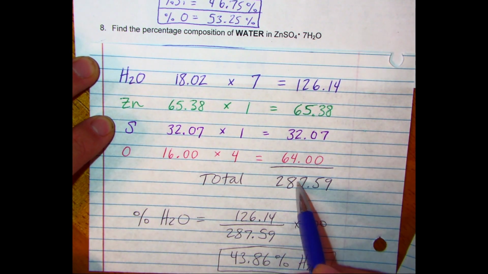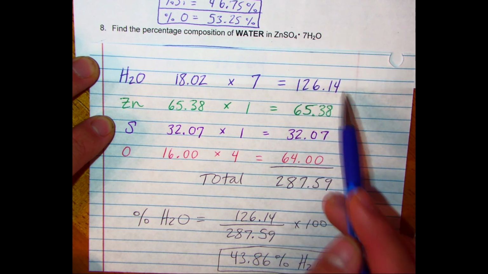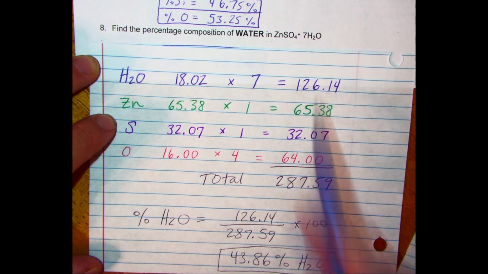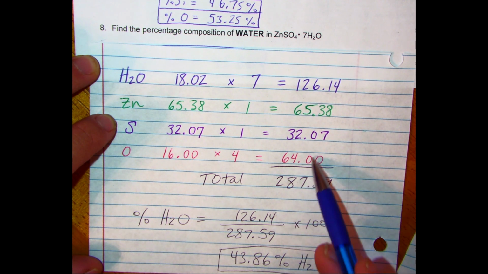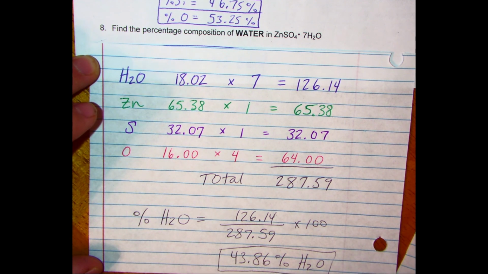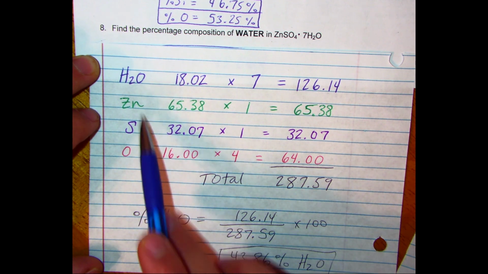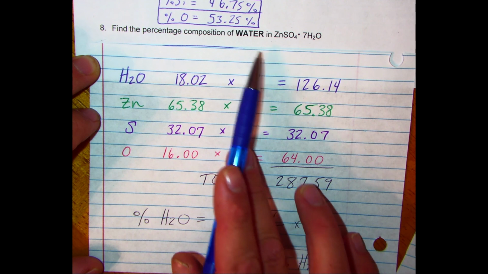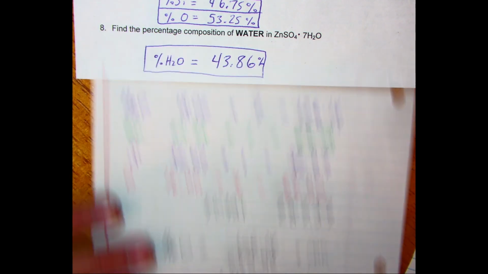So I know the total of this hydrate, including those 7 waters. I want to know what percent is just water. Well, the part water is 126.14 over its total of 287.59 times 100. Does give me a final percent of 43.86% that is water. No need to find the percent zinc, sulfur, or oxygen, although I could. They just wanted the percentage of water in each compound.